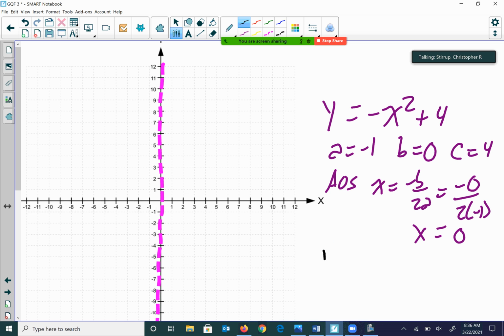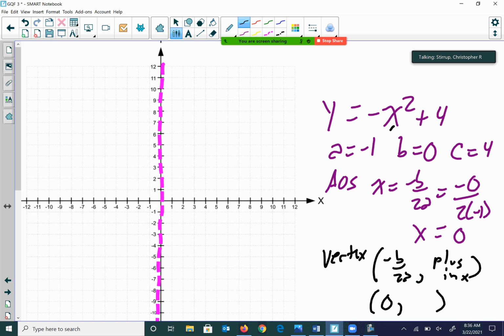Okay, so then I want to find my vertex, which is negative b over 2a, comma, plug in x. So I'm going to get 0, comma, something. So if I plug 0 in here, I get negative 0 squared plus 4. That just gives me 4. So 0, comma, 4. It's right there. That's my vertex.